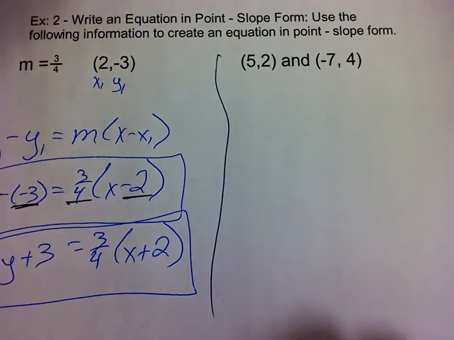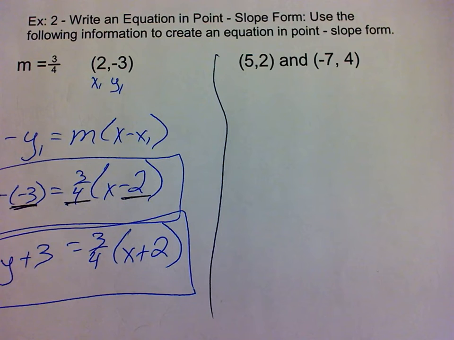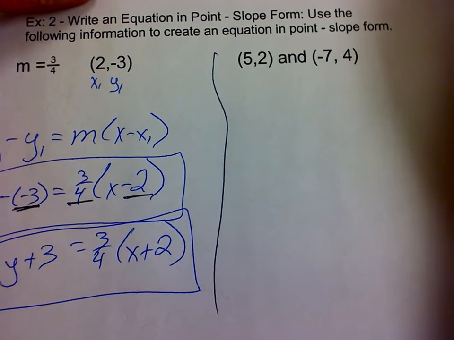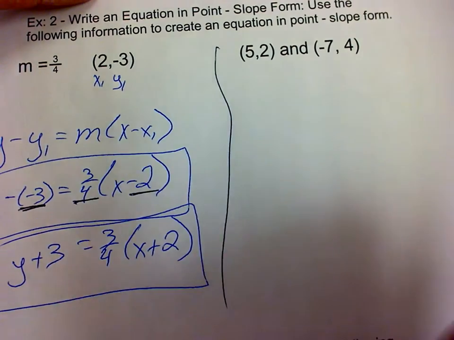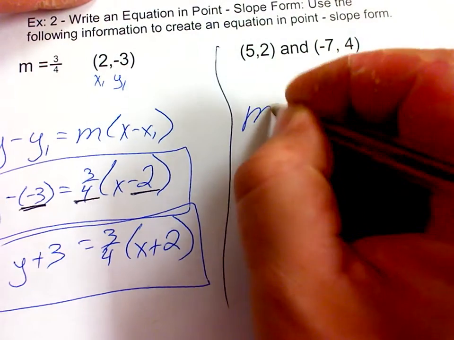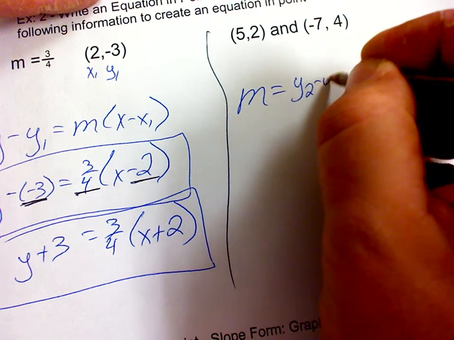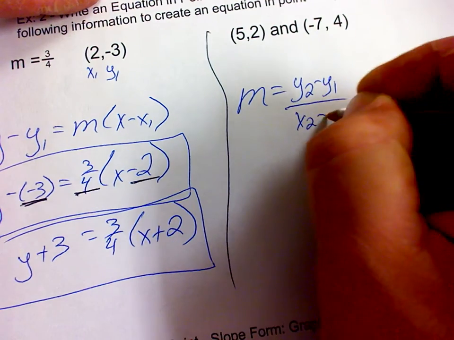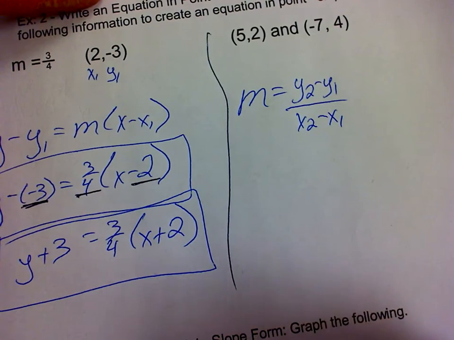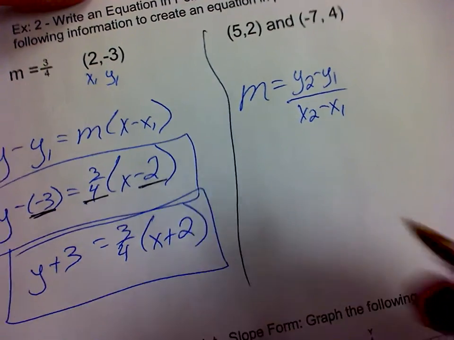Now, this one is a little bit more of a challenge because, unfortunately, if we're trying to put this into point slope form, they give us 2 points. They don't give us a slope. So if we're given 2 points, we have to find the slope first. We use m is equal to y sub 2 minus y sub 1 all over x sub 2 minus x sub 1. Remember, our first step is always writing the formula for slope.